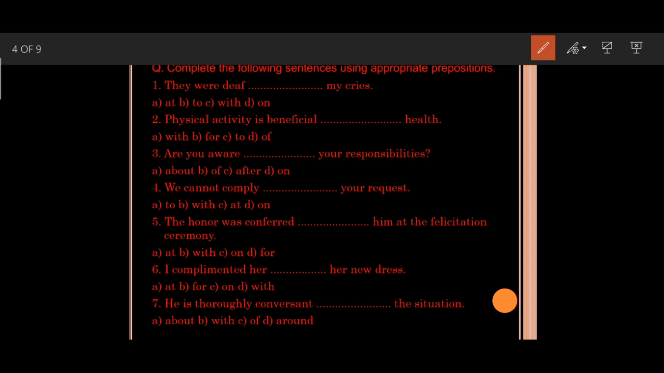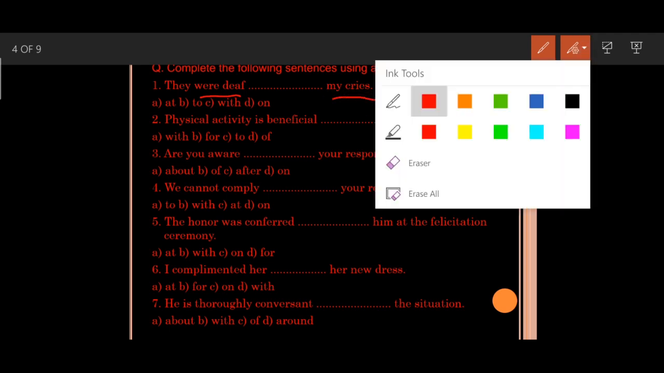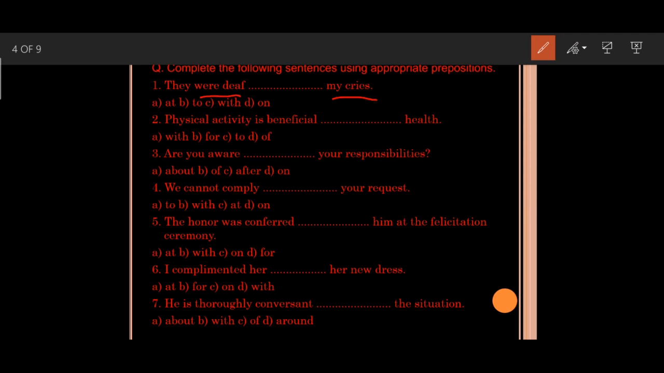Alright, so let's start with it. Let's go with the first one. They were deaf as my cries. Now when you take the same approach that we did before, just hold on for a second. Let me change. Alright, so they were deaf dash my cries. Deaf dash my cries. That means what we can do over here is put in all these options and check whether it's right or wrong.